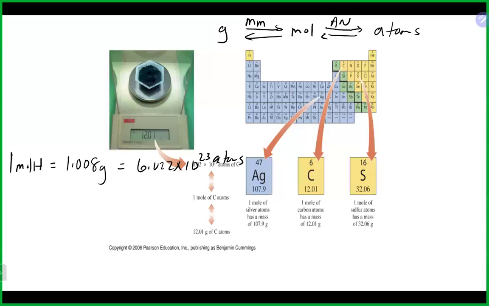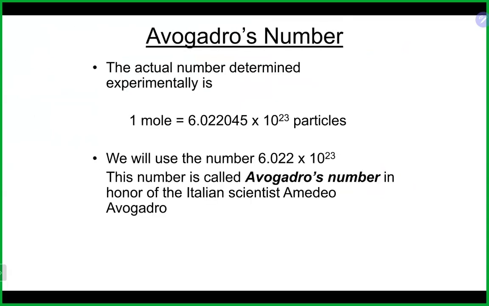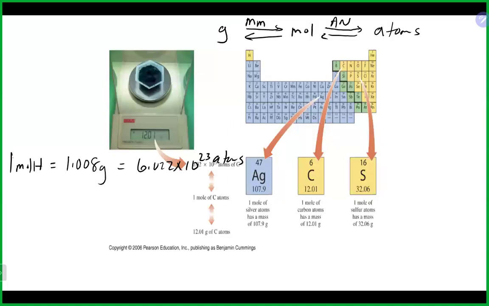That is why, as in an earlier picture, let's see if I can find that picture. It wasn't too far back, I think. Here, these all represent a mole of everything, but they don't look like the same amount of each of those things. That is because when we go to the periodic table and look at a mole of, say, carbon, it has a mass of 12.01 grams per mole of carbon.